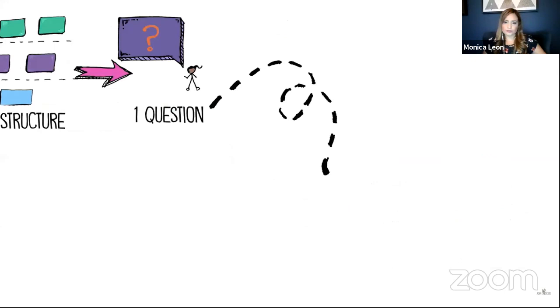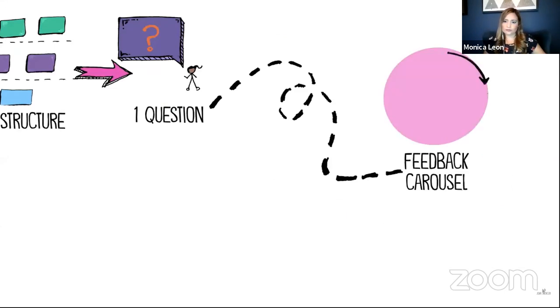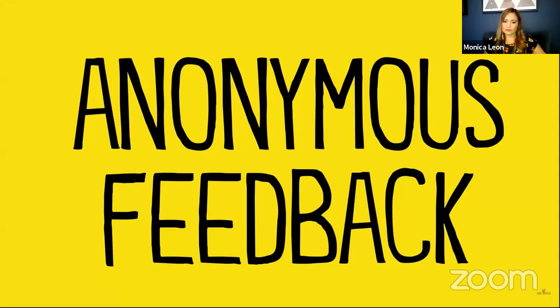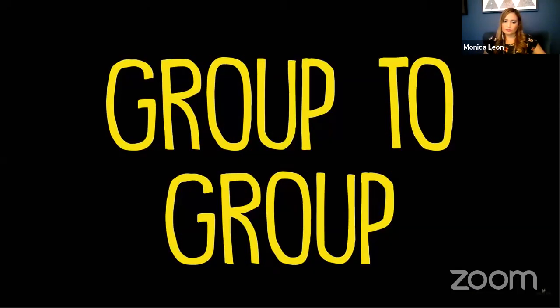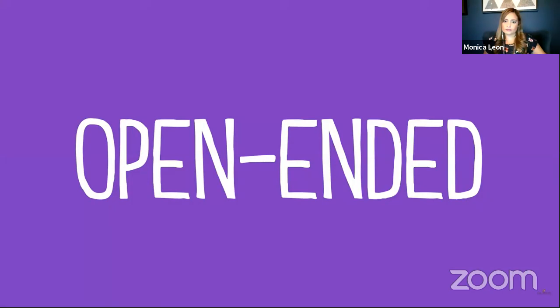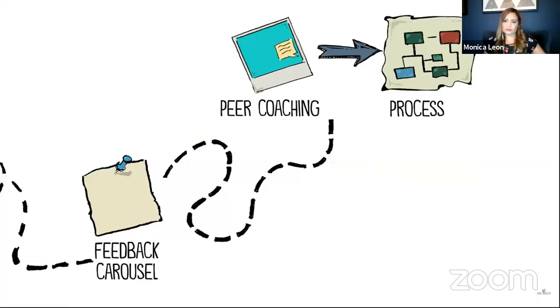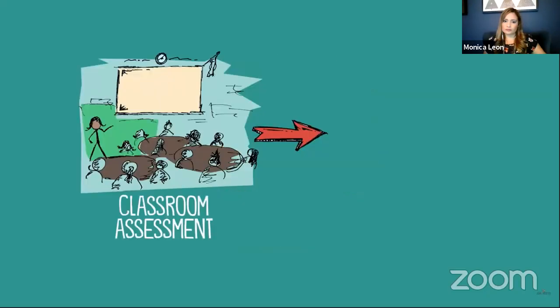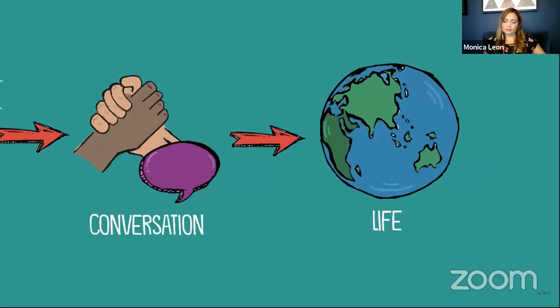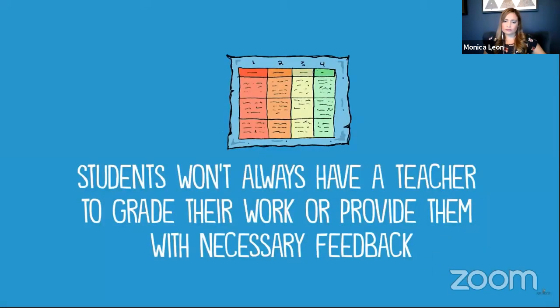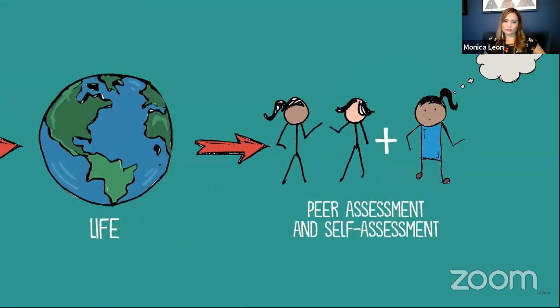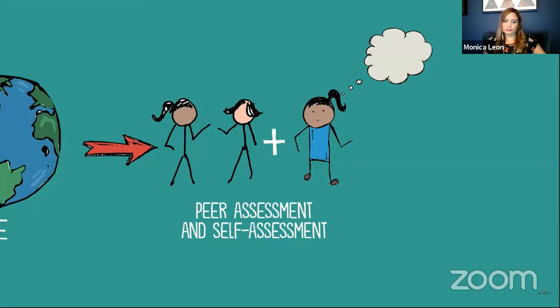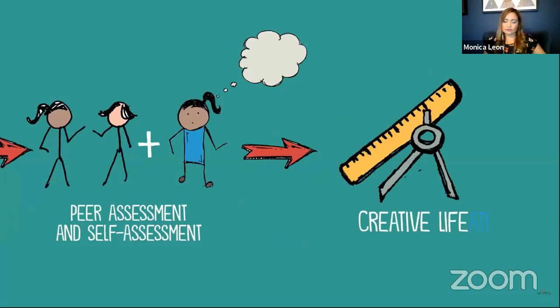Another option is the peer feedback carousel. Here each group has a stack of sticky notes and they offer anonymous feedback as they move from group to group to group. Or you could keep it more open-ended with peer coaching. Students interview each other about the process, they guide reflection, and they provide feedback. Now, we often think of classroom assessment as a conversation between teachers and students. But in life, students won't always have a teacher to grade their work or give them necessary feedback. And this is why we need self-assessment and peer assessment every day. The more we can integrate this into our lessons, the better prepared students will be for the creative life.